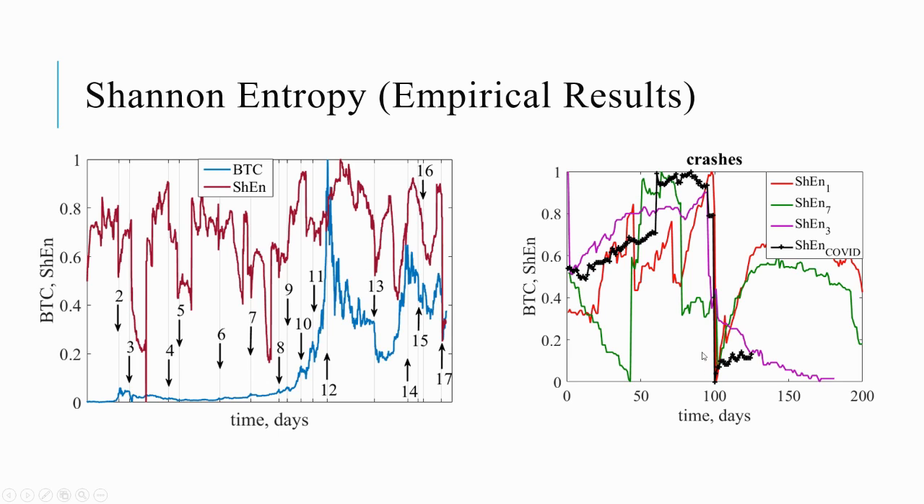And here you can see Shannon entropy for the corresponding local crashes and critical events. So here we can see exactly the local crashes from our table, and here we can see general entropy for COVID. And again, during our corresponding crash, our entropy starts to decrease.